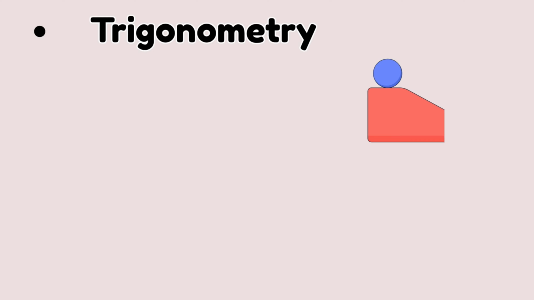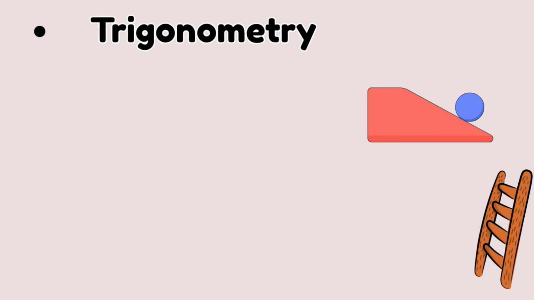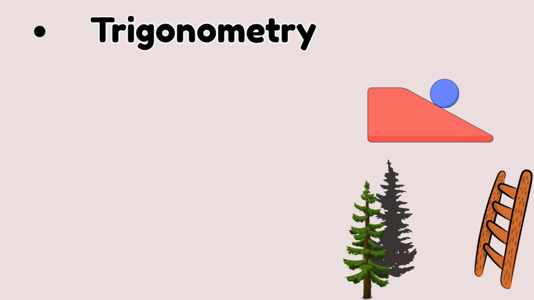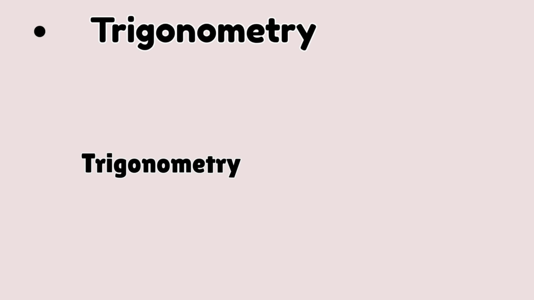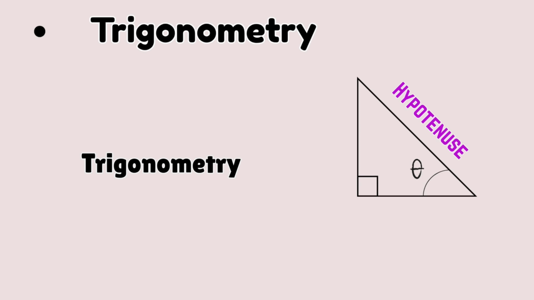Have you ever looked at a ramp, a ladder, or the shadow of a tree and wondered how we measure angles and distances without climbing them? The answer is simple: trigonometry. Let's break it down. In trigonometry, we focus on right-angled triangles. The longest side is the hypotenuse, the side opposite the angle is, you guessed it, the opposite, and the side beside the angle is the adjacent.